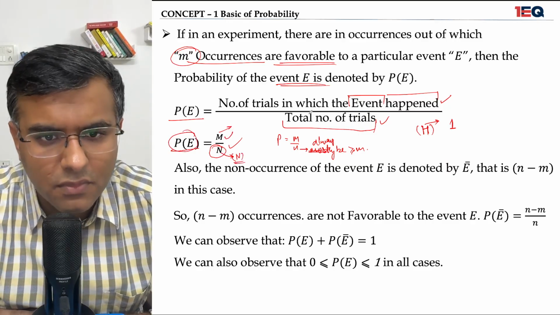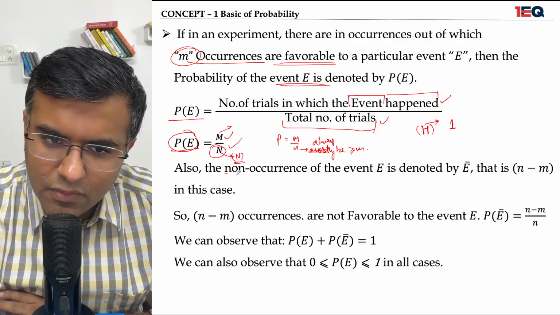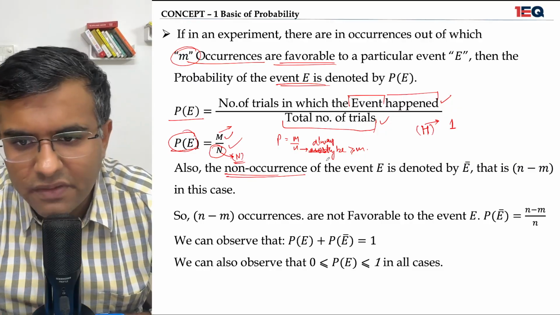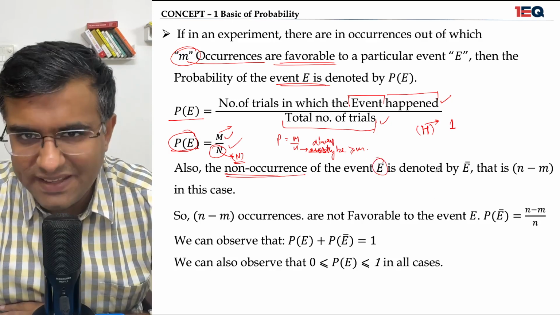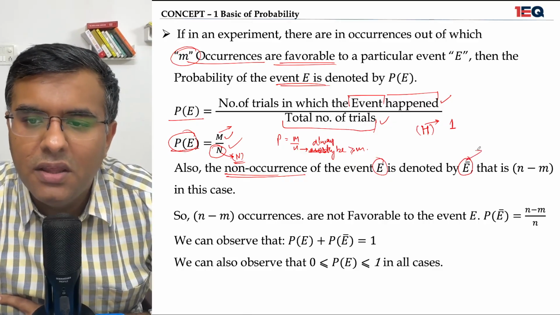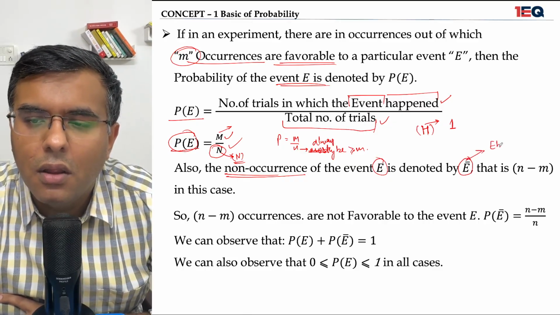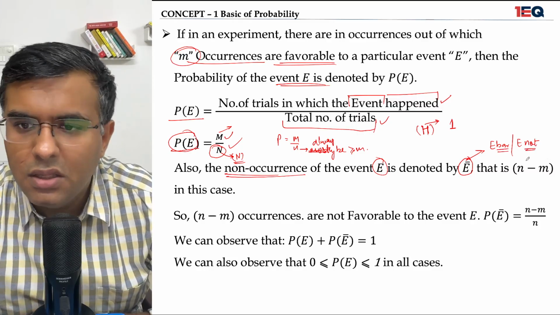Also, there is a concept of non-occurrence of an event. I've already talked about it over here. When the event occurs, it is called E. And when the event does not occur, it is called E bar. It's also called E naught.